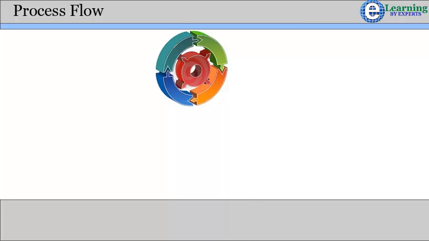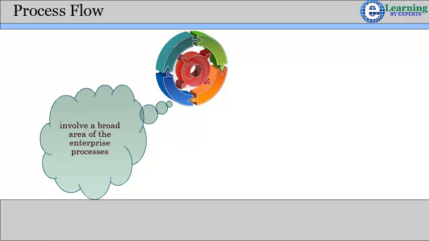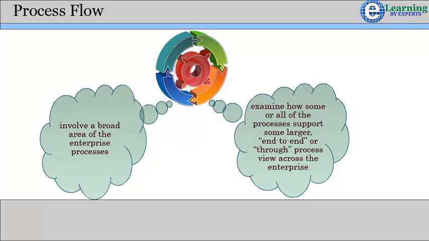Now we have seen that business process framework provides a structure of hierarchical process elements that span the whole of the enterprise. Process flows are not constrained to bridge across the entire enterprise. They can have any scope that is considered meaningful and helpful to analyze, but typically such process flows involve a broad area of the enterprise processes, and thus the business process framework process flows examine how some or all of the processes support some larger, end-to-end, or through process view across the enterprise. Thus, process flows examine some specific scenario in which the processes achieve an overall business purpose.